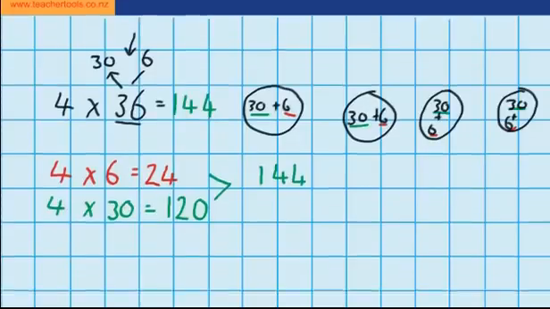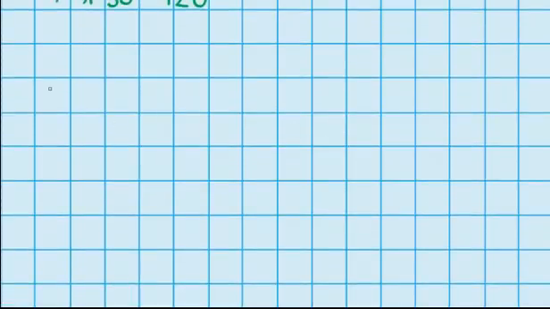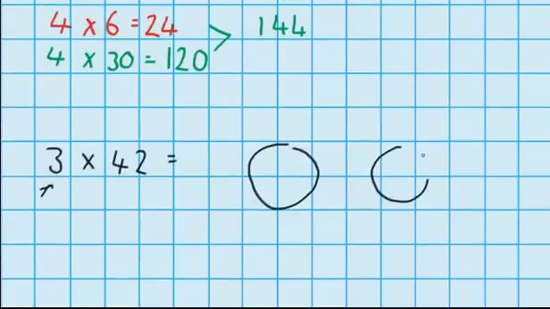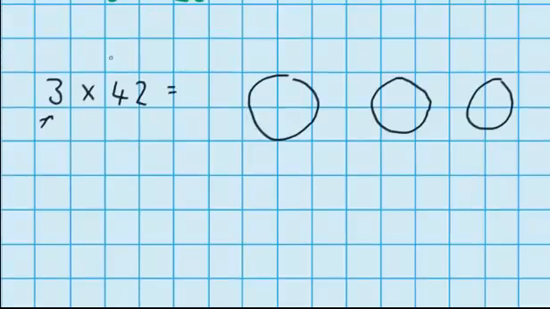Let's try another question. This time I want to work out 3 groups of 42. Well, just like last time, this number here shows me how many groups I need. So I'm going to draw out 3 groups. Oops, 1, 2, and 3. Now I need to split this number up into a tidy number and an amount left over. So the tidy number is going to be 40 and the amount left over is 2. 40 plus 2 gives me 42. So in each of these groups I'm going to put 40 and 2.